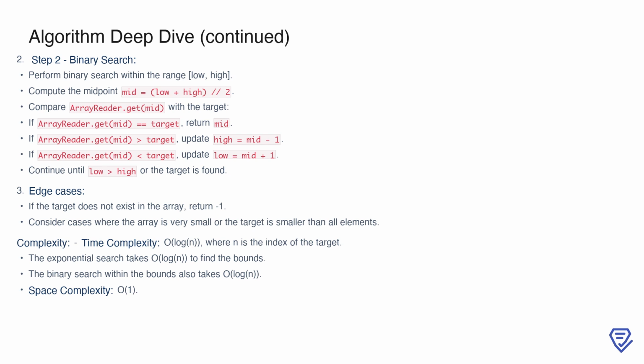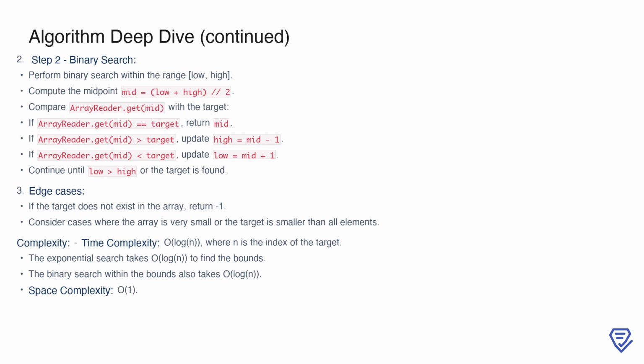If the value at mid matches the target, we return mid. If the value is greater than the target, we update high equals mid - 1 to search the left half of the range. If the value is smaller than the target, we update low equals mid + 1 to search the right half. This process continues until either low exceeds high, which means the target is not in the array, or we find the target. With this approach, edge cases include handling arrays where the target doesn't exist or when the array size is very small.